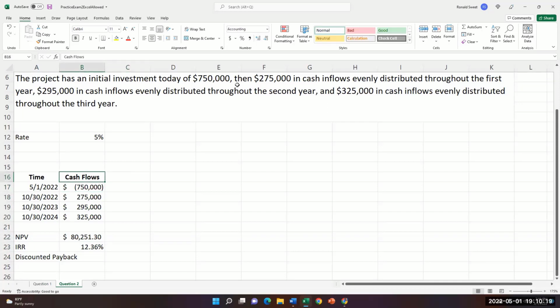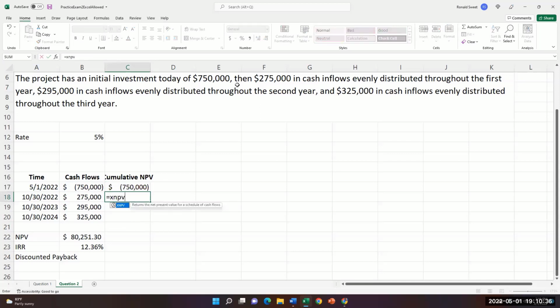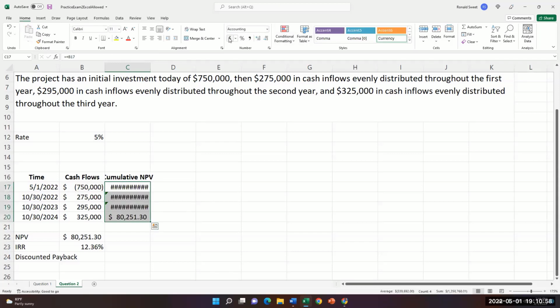So here, you've got to do the cumulative DCF, or net present value. So you know you start off at negative 750. So then you do XNPV. You do the rate, lock that in, comma the values, comma the dates. And then remember, you've got to lock in the first date so that you can copy it down. And when you copy it down, you know you did it right if the last number matches your net present value.